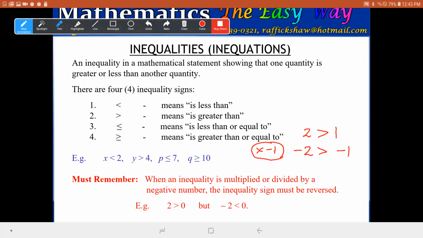We can add that negative 2 is greater than negative 1. That is not true. This would be incorrect. You have to reverse the inequality sign for the statement to be true. The sign has to be reversed. So that's what this is all about.